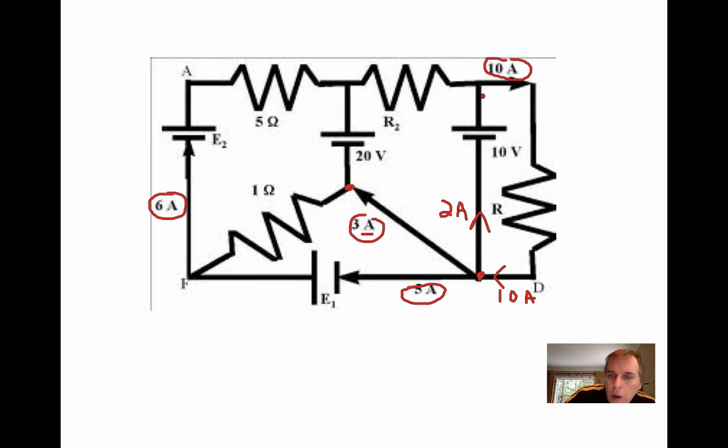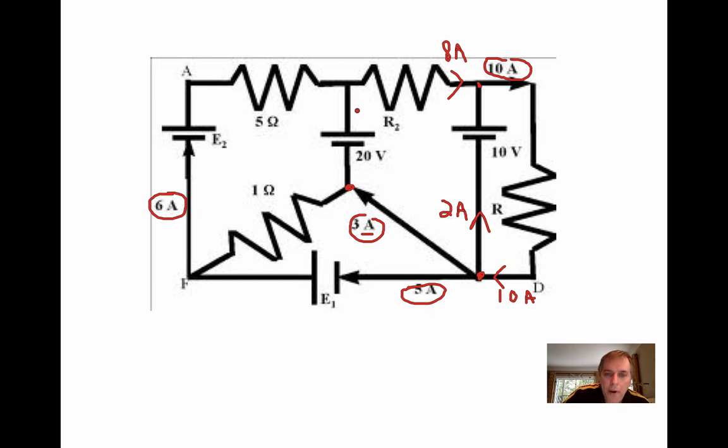Now we can go to this junction here. I know there's 2 amps flowing into that junction, and 10 amps flowing out. So there's 10 amps flowing out, only 2 amps flowing in. There must be another 8 amps flowing in, and that must come from this side. So I know from this branch there's a current of 8 amps. That way you can always double check after that. If you look at this junction, there's 8 amps coming in, 2 amps coming in, so a total of 10 amps coming in and 10 amps coming out. So we found the current here.